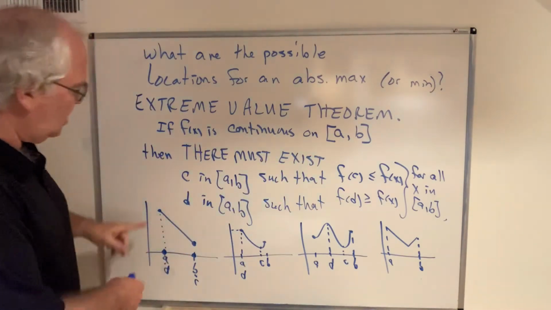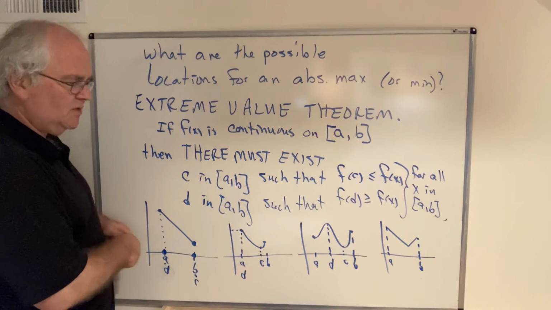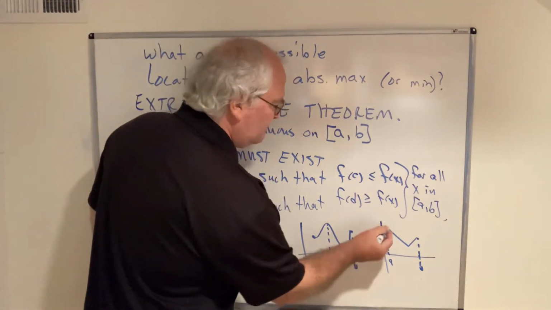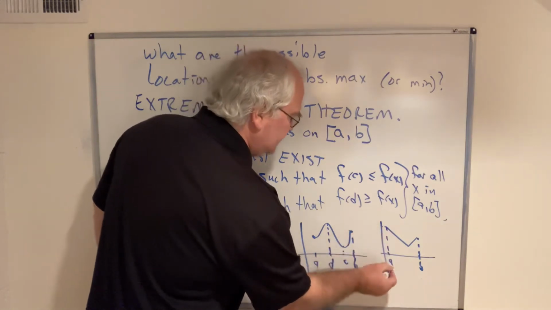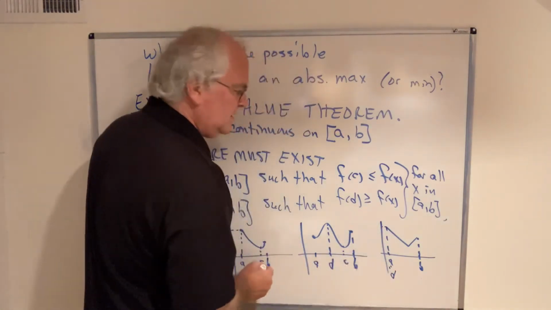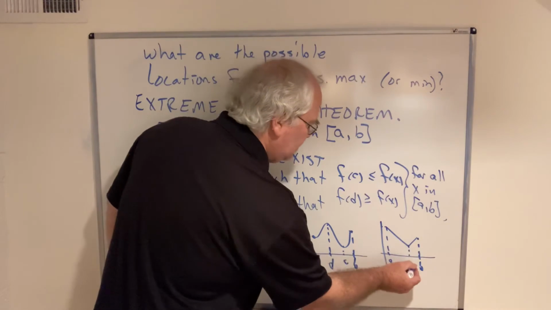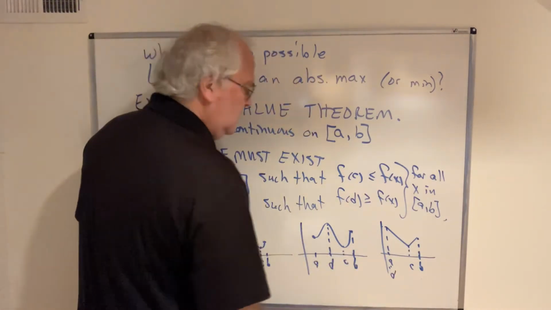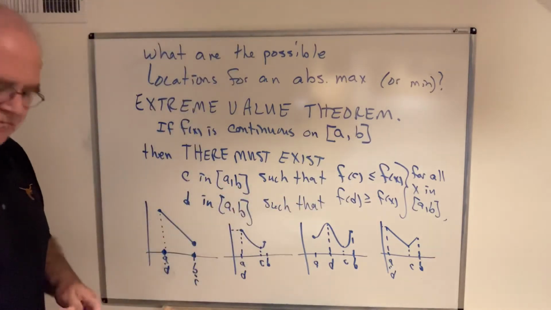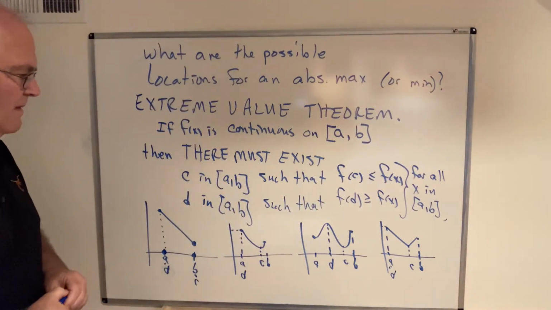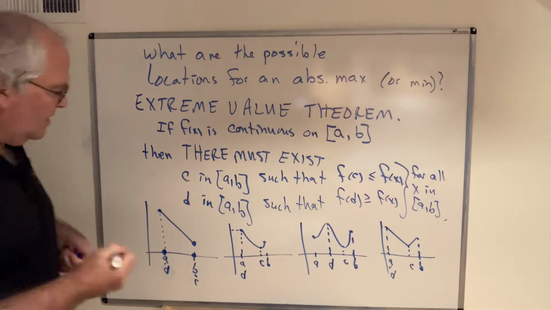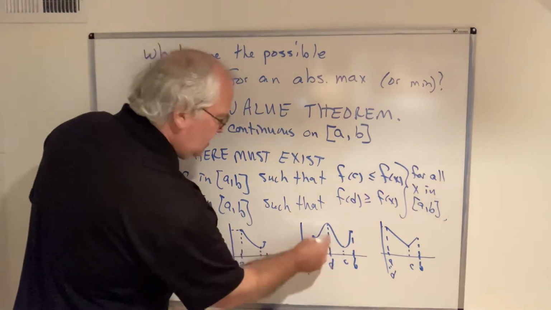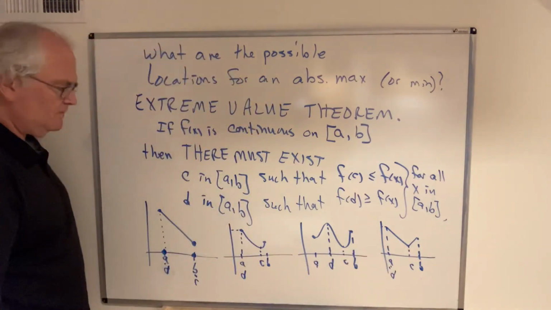So as long as you connect these 2 points with a continuous curve, no holes, no jumps, no vertical asymptotes, there will be a maximum. In this case, the maximum happens to be at one of the endpoints. In this case, the minimum happens to be at a point in the interior. So any mix is possible. Remember, endpoints are a possibility, or the interior is a possibility.